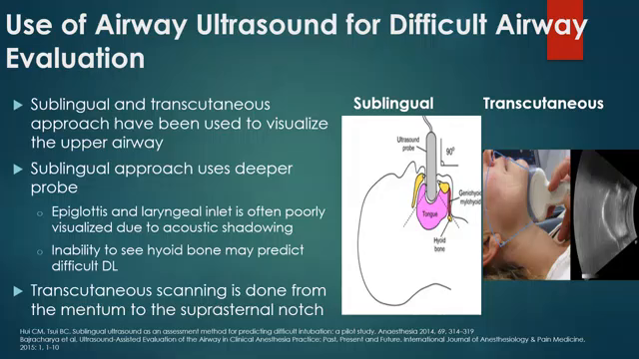A more highly used approach is the transcutaneous approach, as you can see on the right here, using a transducer where you get some transcutaneous scanning done from the mentum all the way down to the suprasternal notch. What you see here is that structures relevant to airway management can be examined by ultrasound, usually just using a standard scan, but in this case you can use a good scan to estimate tongue size.